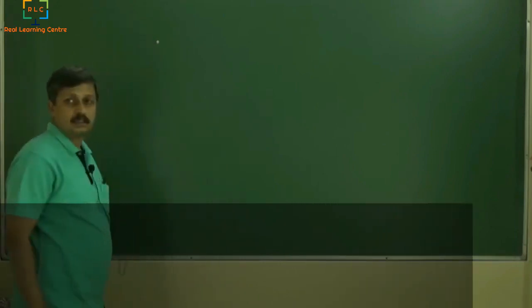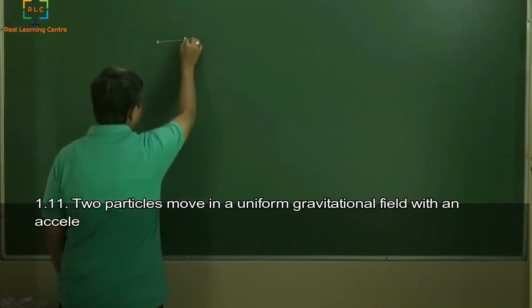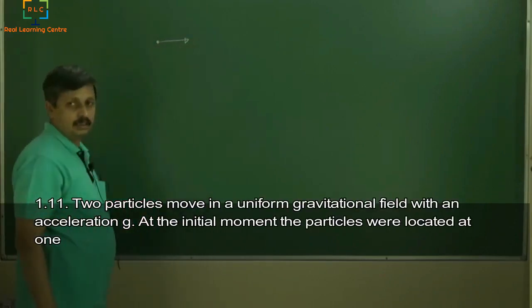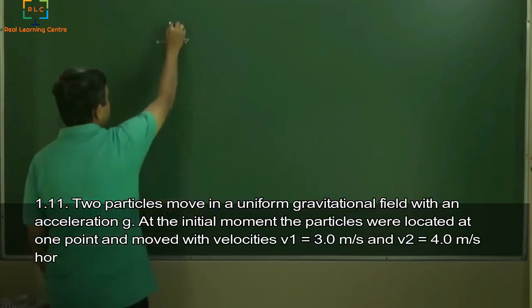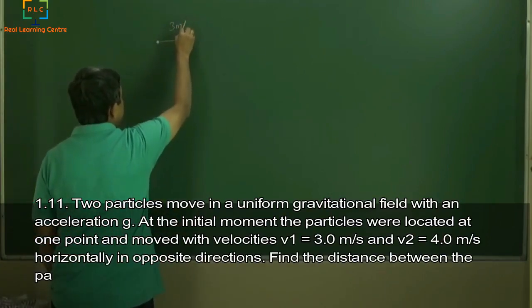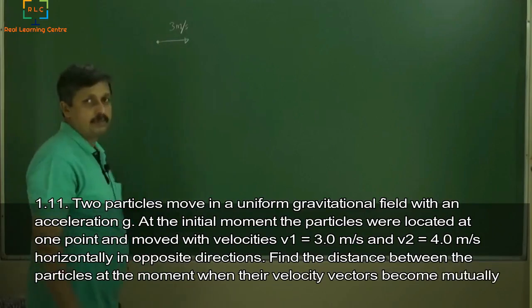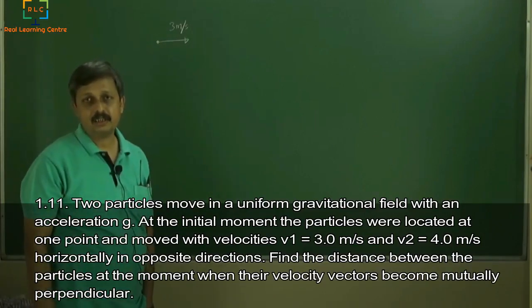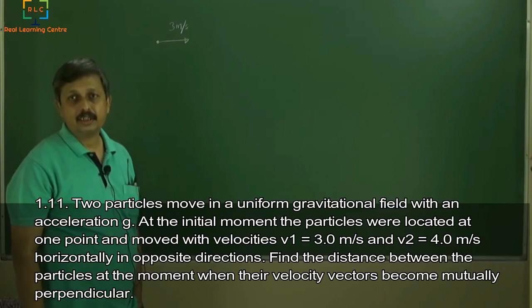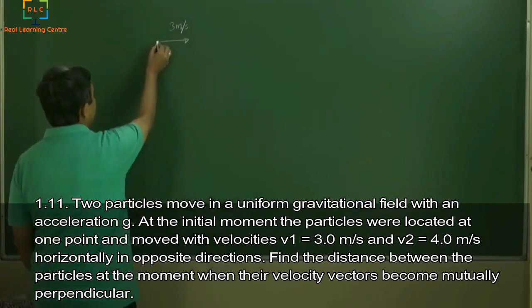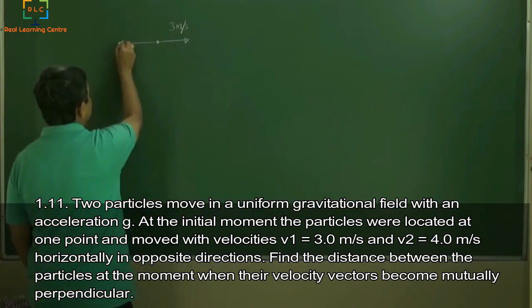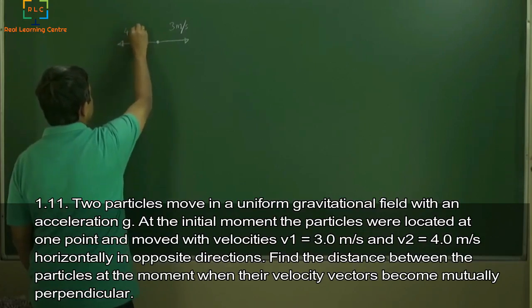So the problem is this. From one point, one object goes to the right, starts at 3 meters per second. It is just fired at 3 meters per second. Another object is fired from here only to the left at 4 meters per second.